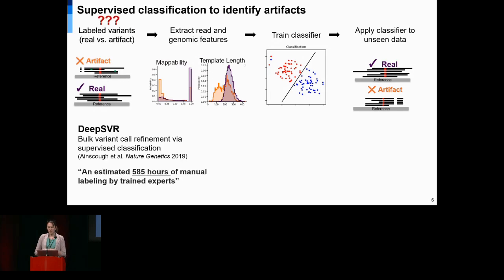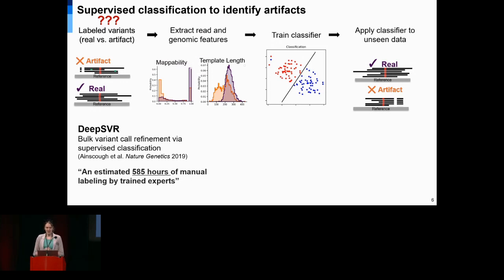And there was a method introduced about 5 years ago for bulk variant call refinement from a group at WashU. And the challenge with any supervised classification is where do the initial training labels come from? And this group put in a whole lot of effort, and it was really a monumental effort in this paper, where they had an estimated 585 hours of manual labeling by trained experts to train this model.